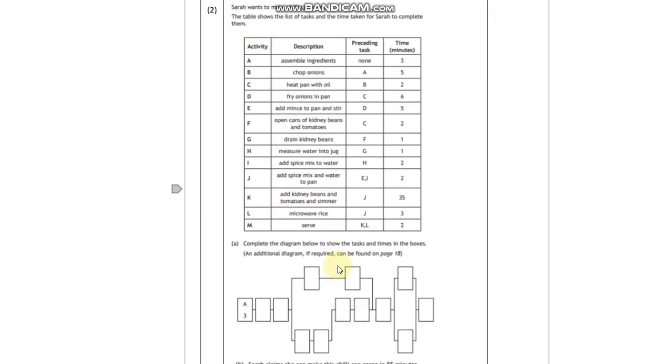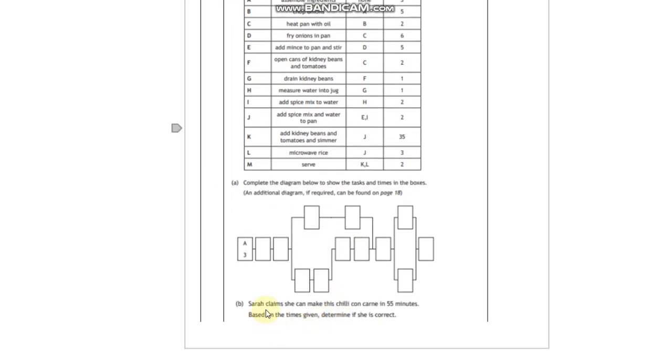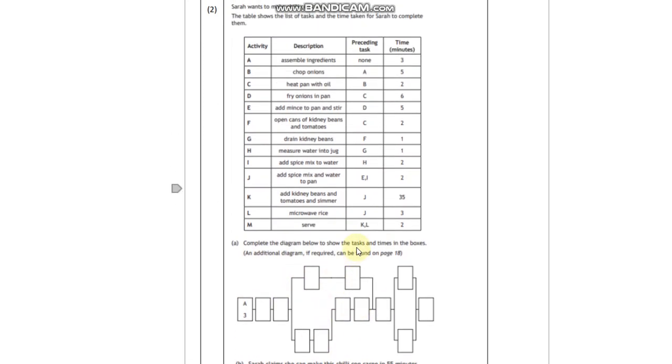So slightly more complicated arrangement here. So let's do the diagram. We'll draw the times in as well. Okay. So A is what we're starting with. So that would have been task A. There we go.